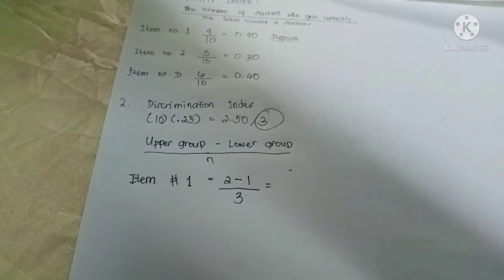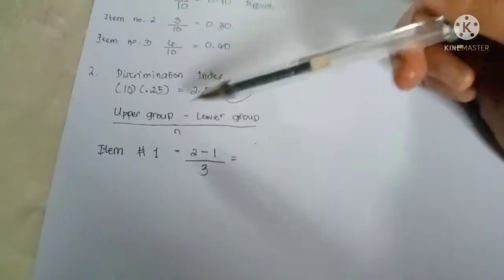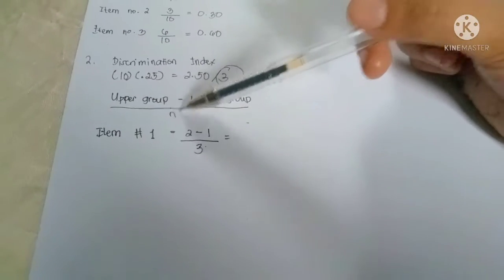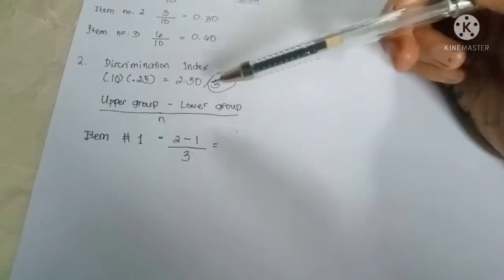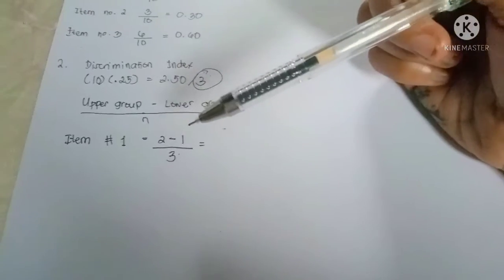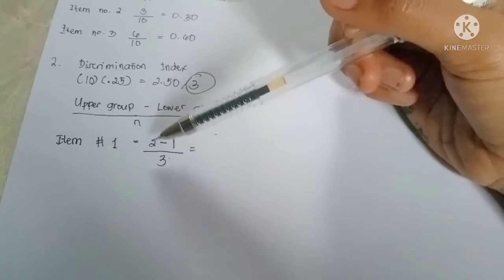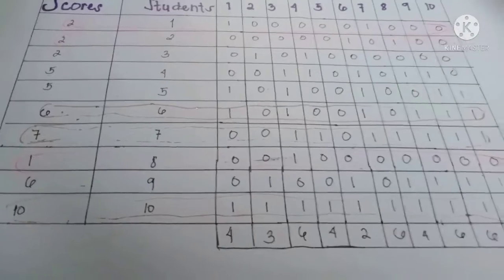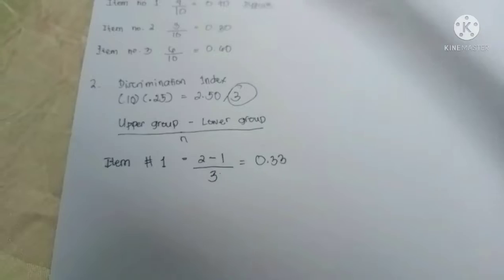So, for now, we are going to subtract the lower group from the upper group, divided by n. This n represents the number 3. So from item number 1, we are going to identify the students who got a higher score from our selected 3 students in the upper group. This number 2 is the result of the students who got the correct answer from the upper group minus the students who got the correct answer from the lower group, divided by 3. The answer is 0.33.